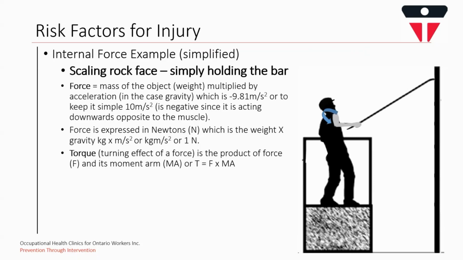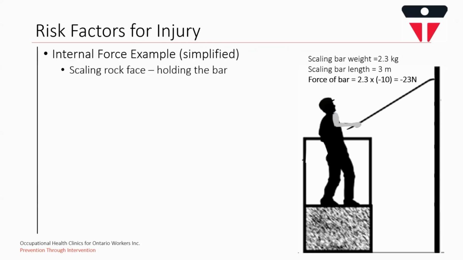Force is also expressed in a unit of newtons, and torque is the turning effect of a force. So what the muscle has to do to actually exert that energy. And that's calculated by the force times the distance. So in this example, the scaling bar weighs about 2.3 kilograms and is 3 meters in length. So as a result, the force of the bar itself is about 23 newtons. If you notice there's a negative sign, that's because it's acting downwards due to gravity. We're going to assume that the middle or the center of gravity of the bar is right in the middle, 1.5 meters.